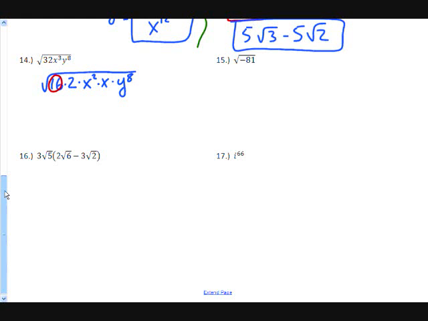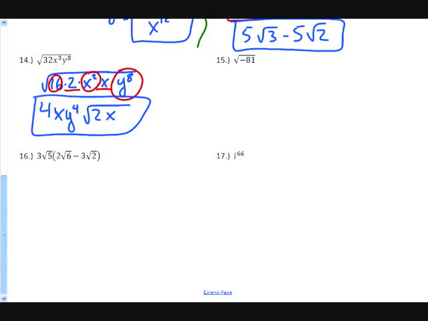The square root of 16 gives me a 4. It's a change number on the outside. The square root of x squared is an x. And technically that's the absolute value of x, but we're going to assume all variables are positive. And the square root of y to the 8th is y to the 4th. And now the things that are still left under my square root are the 2 and the x.